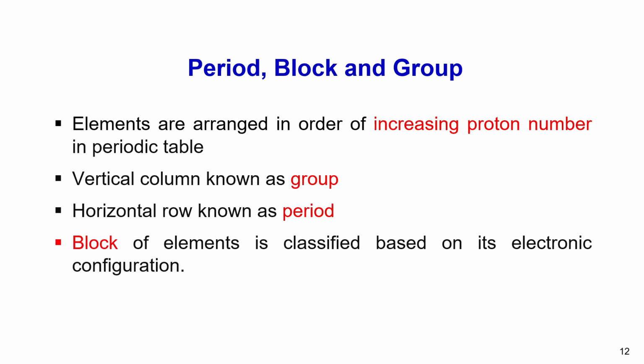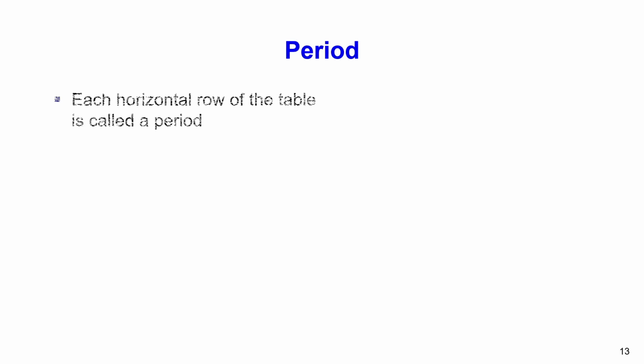Block we refer to a group of element, okay, beberapa group, kita classify dia sebagai block. This block of element is based on the same electronic configuration. So we will go in detail after this. So period refers to horizontal row from left to right.